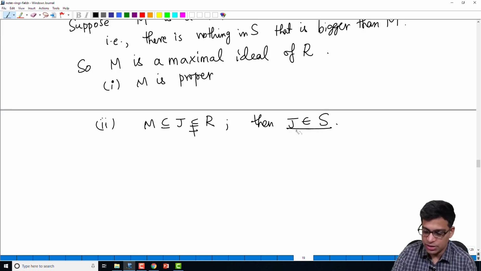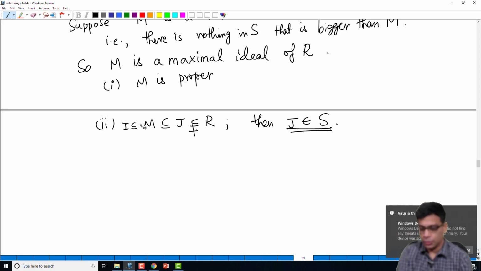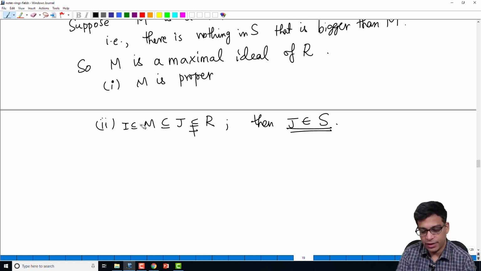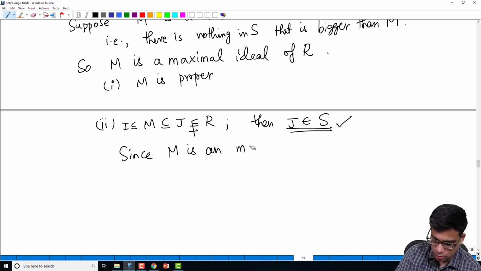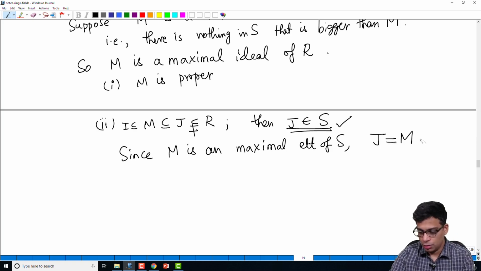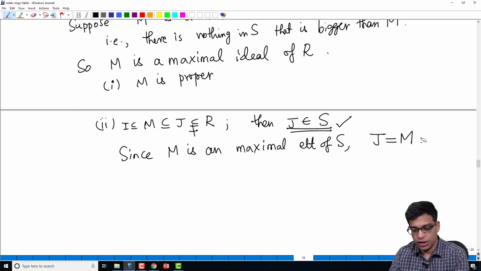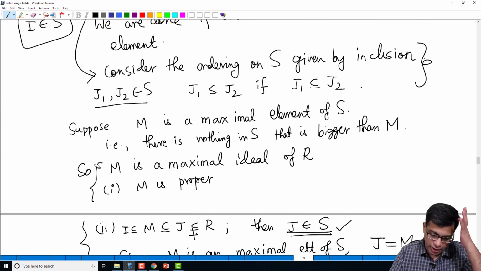If J is not equal to R, then J belongs to S because J is a proper ideal. Remember, I is contained in M. Sorry, I is contained in M, M is contained in J, so J contains I. And J is a proper ideal, so J is in S. But since M is a maximal element of S, and J is bigger than M possibly, but it cannot be, right? So J is equal to M. So if we show that S has a maximal element, then we are done.